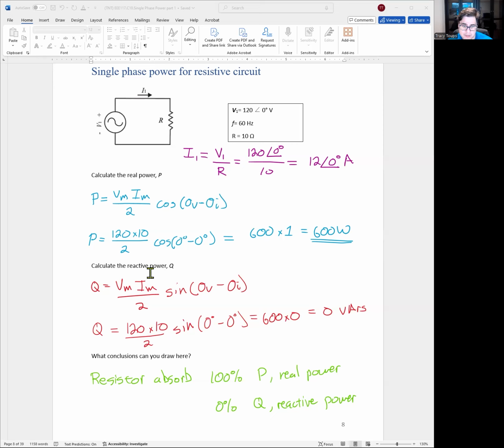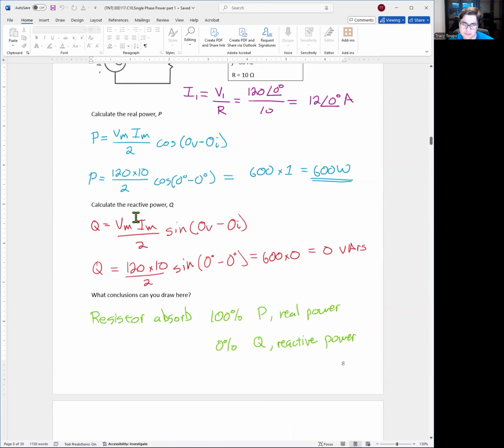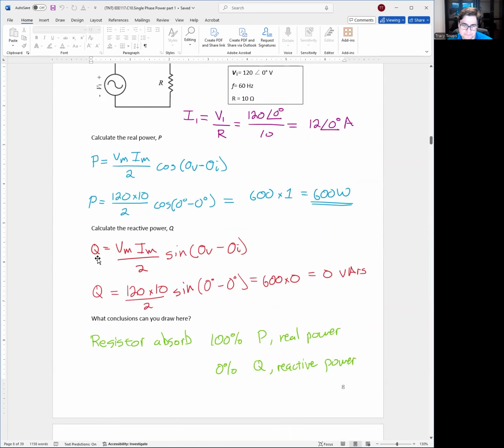What about reactive power Q? Oops, sorry. I had the green arrow, which was awesome. See if I can get it back. Nope. We'll just keep going. So you have Q right here. This is Vm Im divided by 2 times sine of the angle difference between the voltage and current, theta V minus theta I. Let's do the math here. This part doesn't matter because sine of 0 minus 0 is 0 anyway. So this whole term cancels out, and we get 0 VARs.